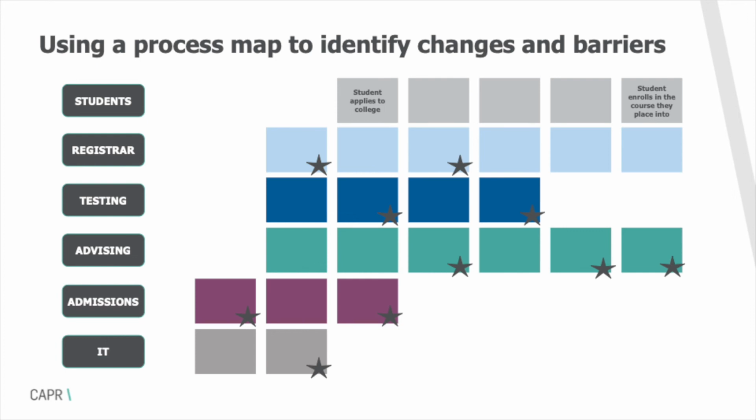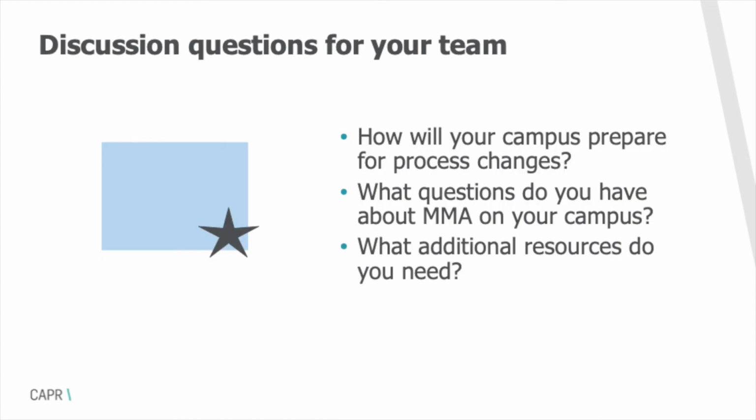Use a marker to tag any steps that will differ from the existing placement process. In this slide, the marker is a dark gray star. Use the map and the markers to inform your MMA implementation plans. Look at the marked steps. Decide how each of these will change. What do you need to do to prepare for these changes? It may take time to address these issues.